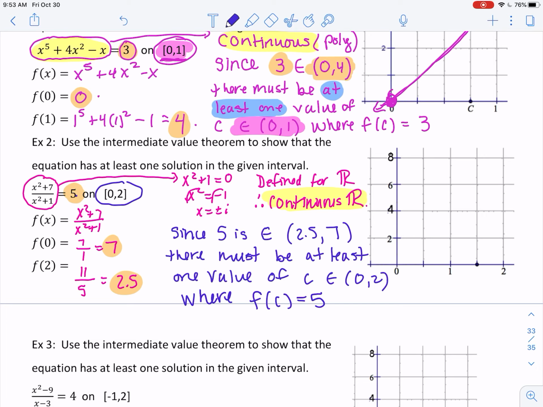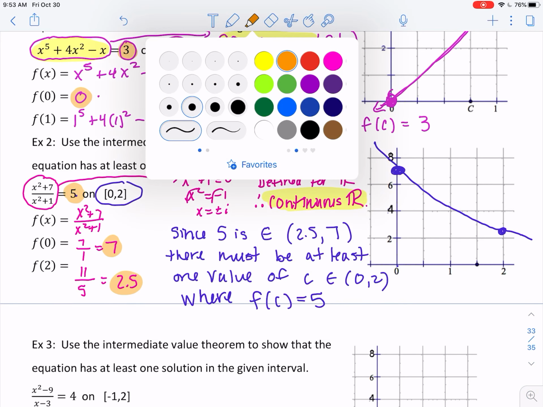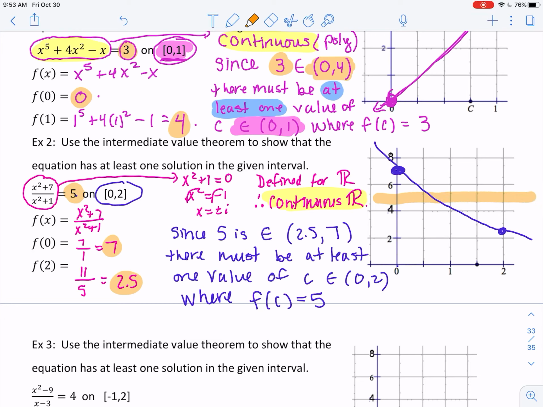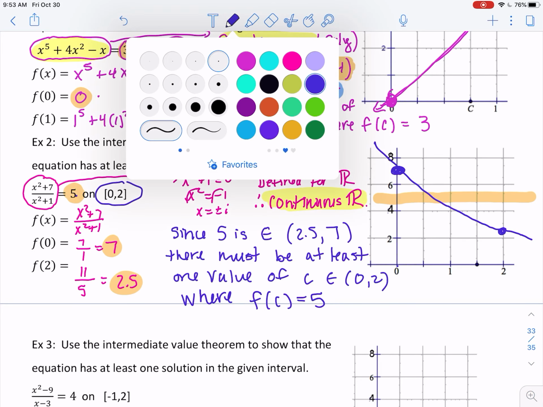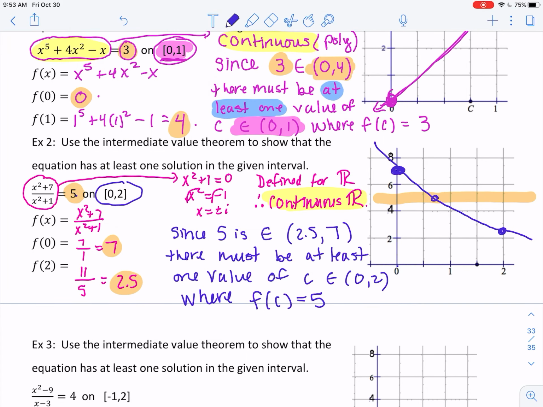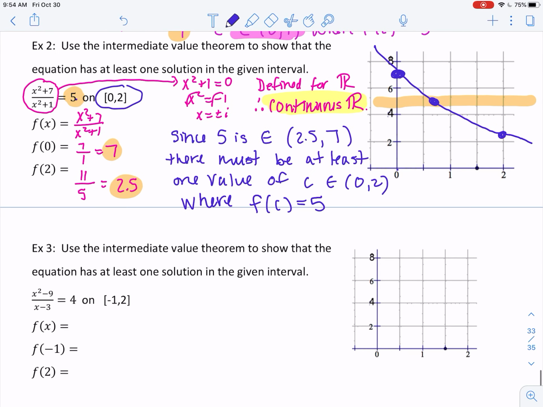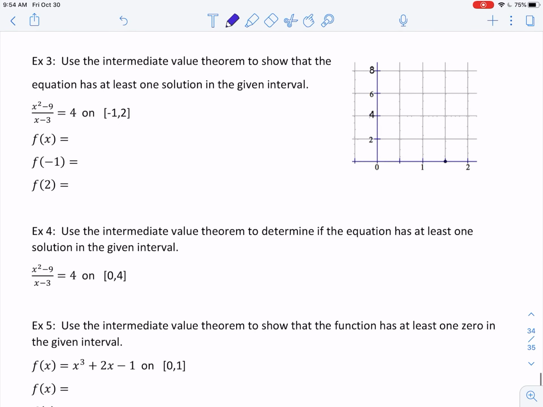Okay, and on this one you can look at it graphically if you want. Also, f of 0 is up at 7, and f of 2 is equal to 2.5, which is like here. We know it has to be continuous, so there can't be any gaps in there. And so the question is it equal to 5 somewhere in there? Which 5 is like here? Well, yeah, it does have to be equal to 5 in there, right? It's got to be equal to 5 at some point. All right, so let's move on to the next one.